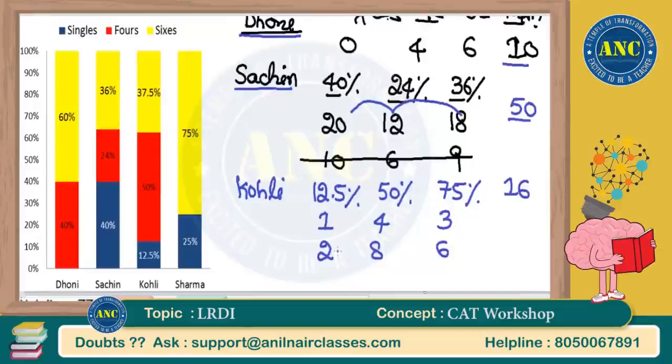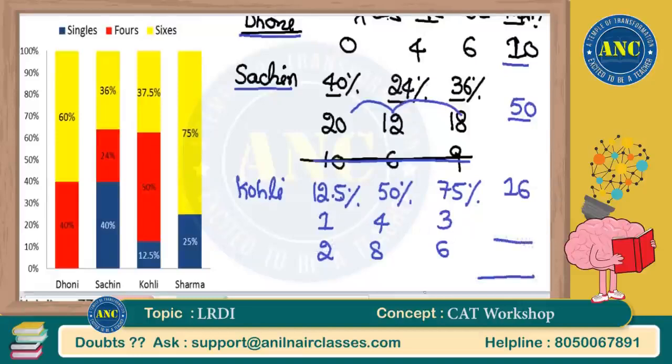Can Sachin score 9 runs using sixers? He cannot score. So this case is eliminated. 20, 12 and 18, minimum score of Sachin is 50. Kohli 12.5. 1s are 12.5, 4s are 12.5, 3s are 1, 4, 3. Next will be 286. 286 is 16.